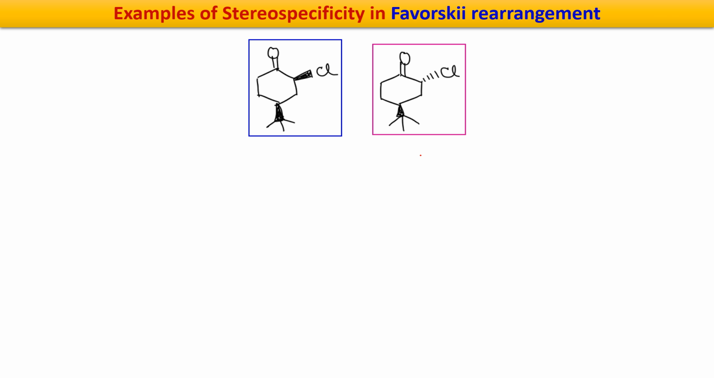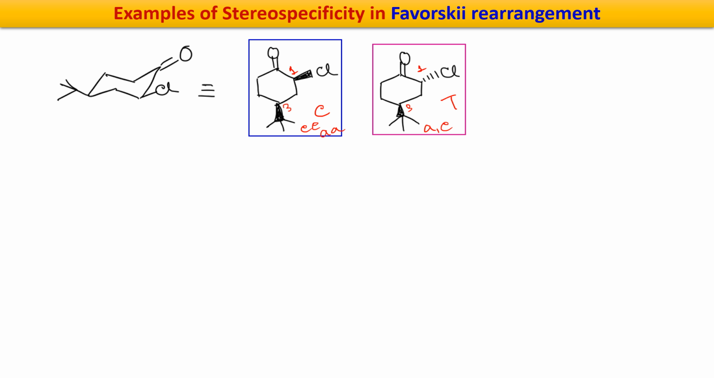Okay. So here we have two isomers, right? Both are cyclohexanone derivatives, and this chlorine and this tertiary butyl group, suppose I am numbering them as 1 and 3 position. So in the first case these two are cis, in the second case these two are trans. Now if you convert it to chair form, what happens? 1,3 cis will be either both axial or both equatorial. But when it is trans 1,3 position, one will be axial and the other group will be equatorial.